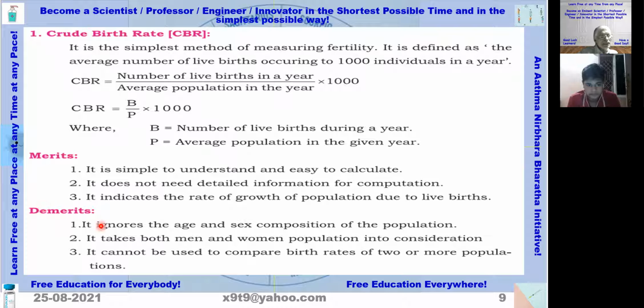Now, demerits means disadvantages. Here, it ignores the age and gender composition. Instead of sex, you can use the word gender. So, age and gender composition of the population. It will not consider the age of the population taken here. It takes both men and women into consideration because the total population is taken. It cannot be used to compare the birth rate of two or more populations, because we have only one population per year, taken as an average value.